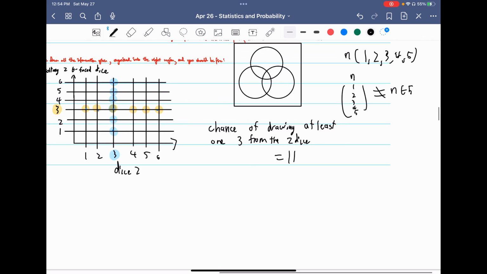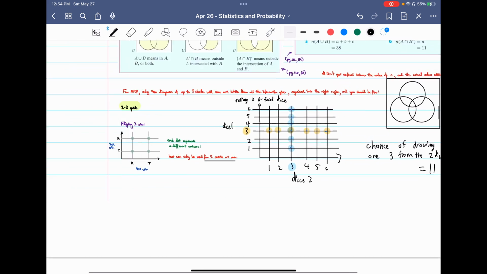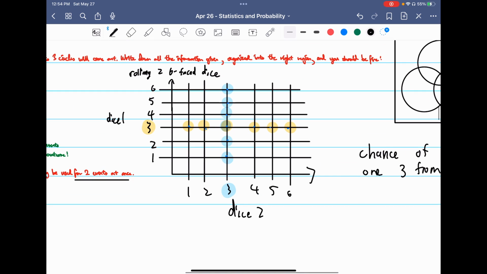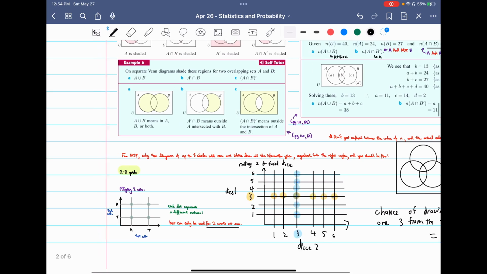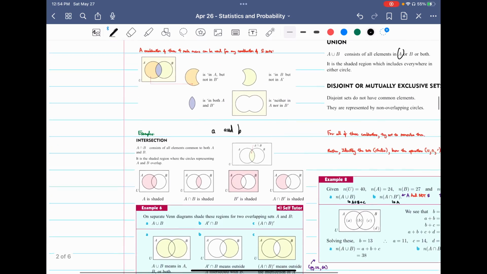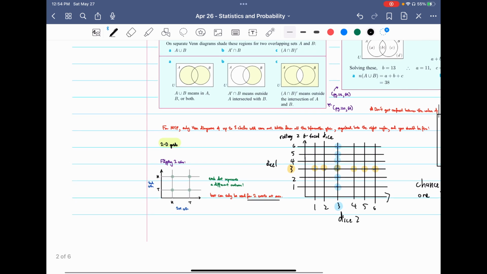So this is a way you would use a 2D grid, but as I stated again, just know what this is because the test might ask you to draw a 2D grid, but normally if you're just calculating probability, use the listing method instead of the 2D grid method.